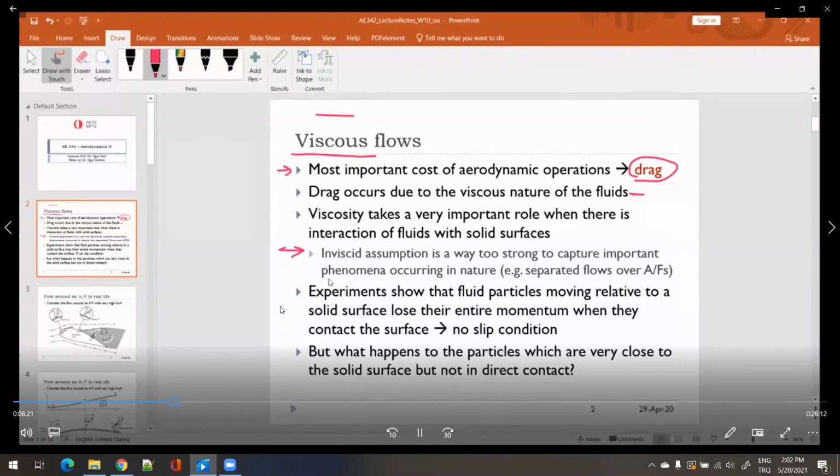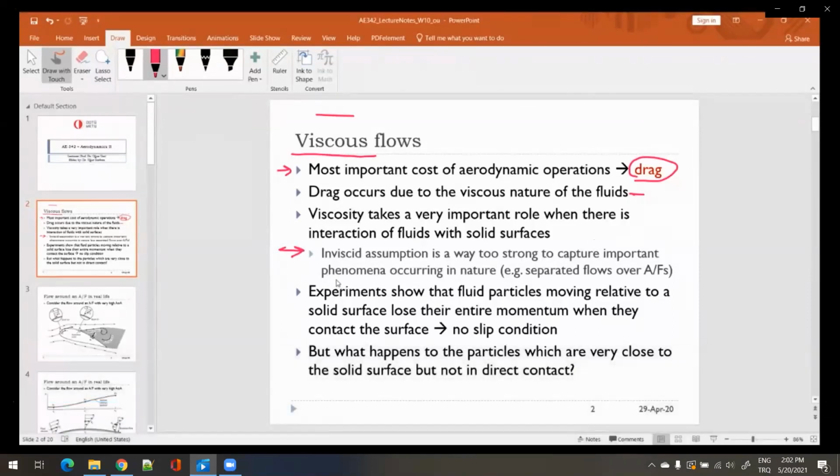So it's very important, and as written here, the implicit assumption that we have used so far is a little too strong to capture all of this important phenomena occurring in nature and applied to aerospace engineering. One important aspect, which we will later see, is flow separation. It says separated flows here, which is a very critical viscous flow phenomenon, and a very dangerous one for aircraft. Flow separation leads to a sudden drop in lift, and if you lose your lift, that's obviously a very dangerous situation.